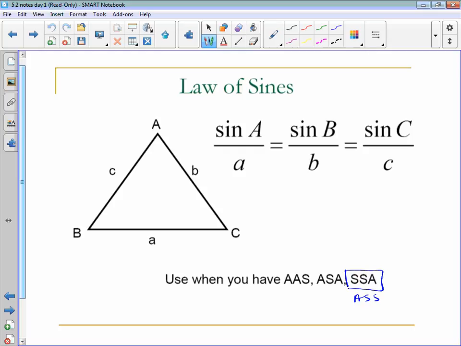Today is pretty easy. You just have to set up proportions and so on. Nothing tricky. Proportions are easy.